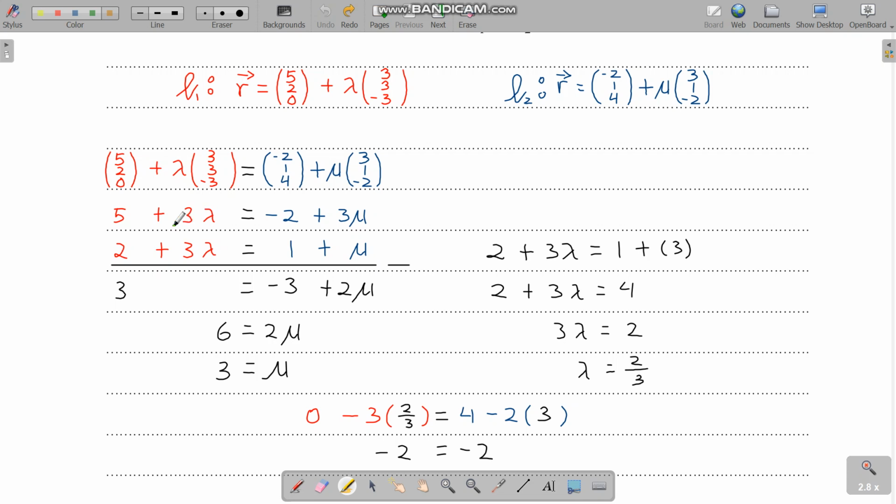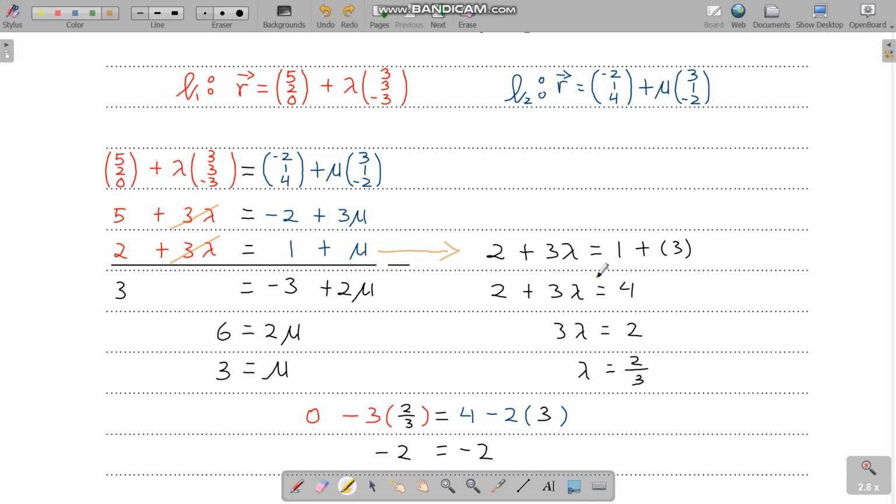So if we subtract, the lambdas cancel out. We have 5 minus 2, -2 minus 1, 3 minus 1. From here we add 3 to both sides and divide both sides by 2. We get mu. To find lambda, use one of the equations. If we use this equation, replace mu with 3, simplify, then subtract 2 from both sides and divide both sides by 3, we get lambda.